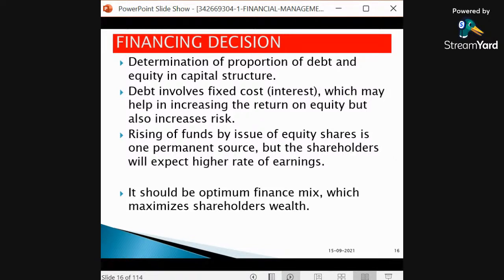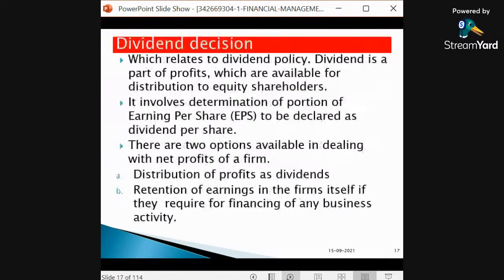So, again, when it comes to financing decision, di ba, ang tinitingnan mo sa sarili mo is, magkano ba yung uutangin ko in order to fund my own business or corporation, and at the same time, hindi niya masasapawan yung tinatawag na equity. It should be optimum finance mix which maximizes the shareholders' wealth.